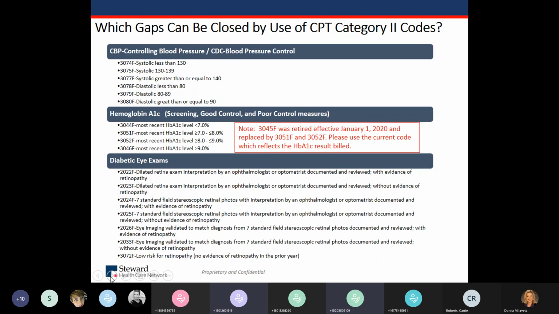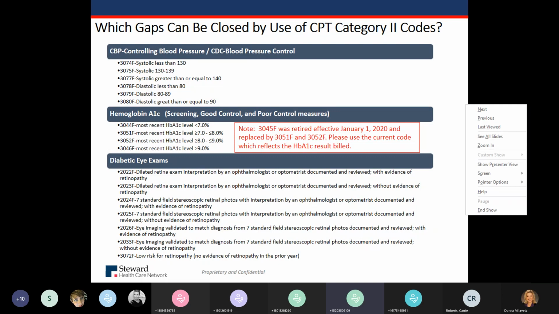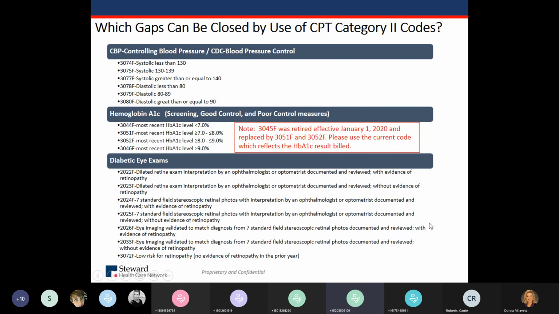So what gaps can we close by using these CPT II codes? We've identified approximately 10 to 11 outcome measures, which we find that the use of CPT II codes can help you close quite quickly, simply by affixing the CPT II code to your claim and then ensuring that you're following up with appropriate documentation. Some of those include controlling blood pressure, and then for your diabetic patients, also the same measure of hemoglobin A1C screenings, and then good control and poor control measures.